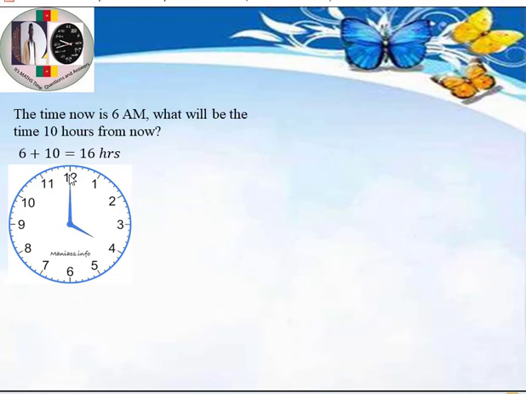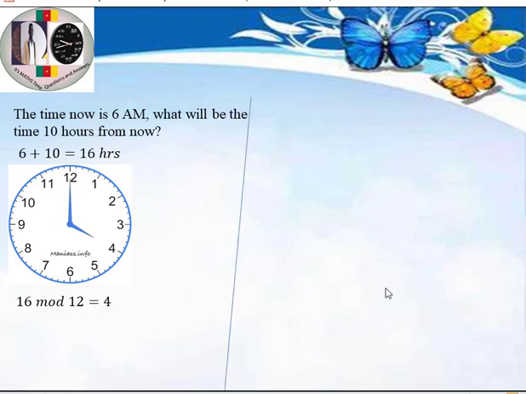We are looking for the number 16, which is our time from now. Our clock is circling around the number 12. So 16 modulo 12 will give us 4. How did we get this 4? 16 modulo 12 simply means that we should take the number 16, divide it by 12.